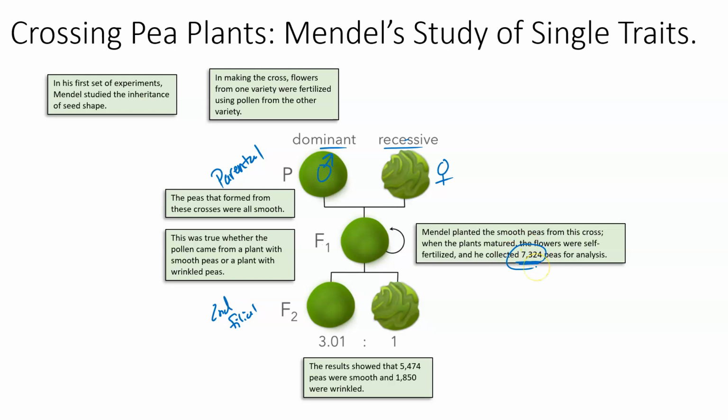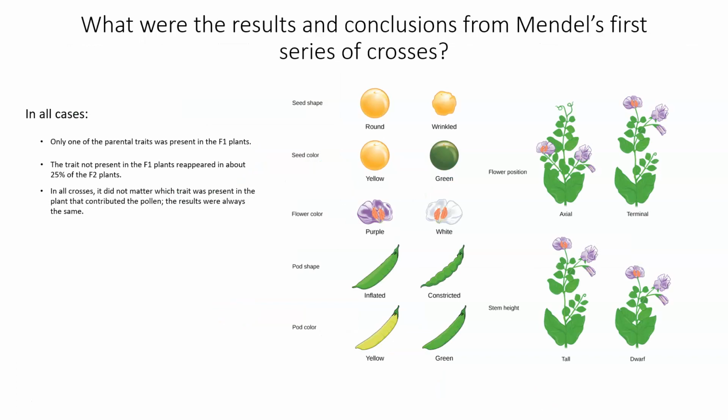The results showed that out of 7,300 pea plants that were produced, roughly 5,400 resulted in the smooth phenotype, and 1,850 resulted in the wrinkled phenotype. So when you take the ratio of those two, it gives you roughly 3 to 1. Okay? Why is that 3 to 1 important? We'll talk about it in a minute.